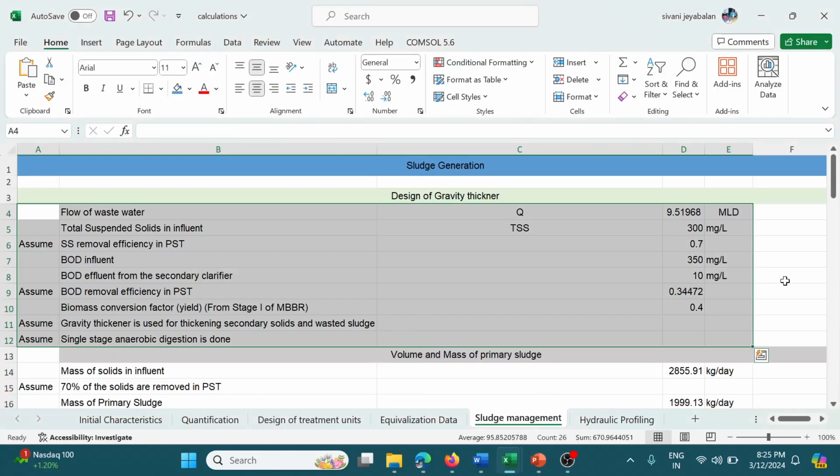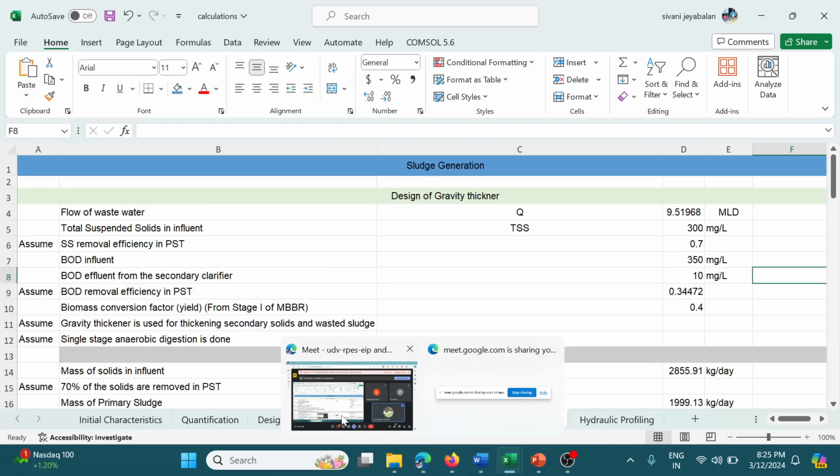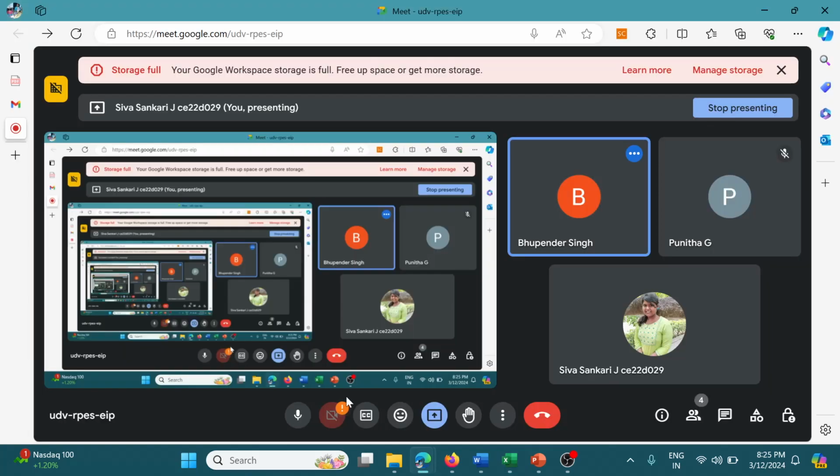Is my screen visible? Bhupender, is my screen visible? Yes, your screen is visible. Okay.